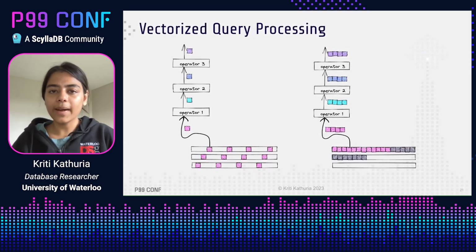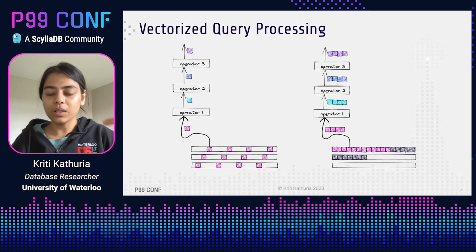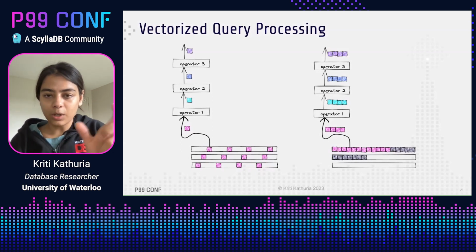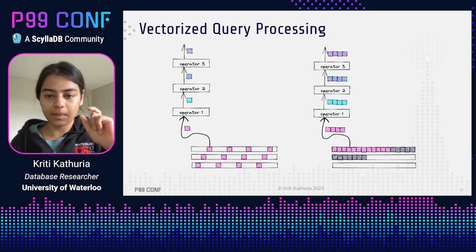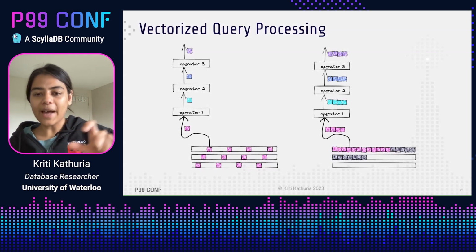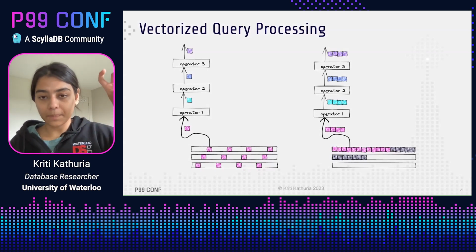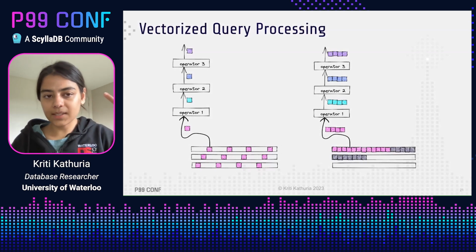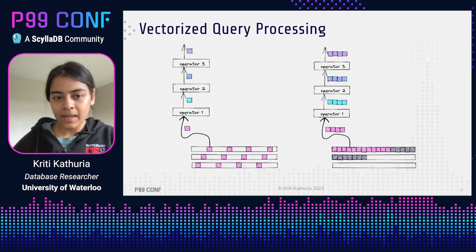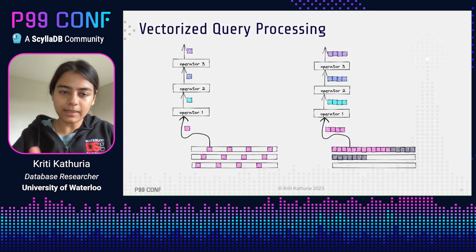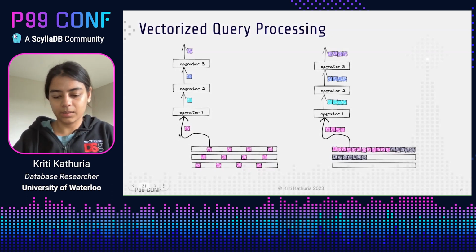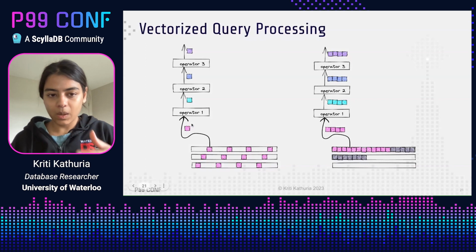Not only do we avoid bringing in redundant data, but we can also bring in a batch of values, and this batch is called a vector. That's why it's called vectorized query processing. We change our operators to work on this batch of values, and we send this batch through our operator pipeline to get a result for four values in a single go. So think batching.